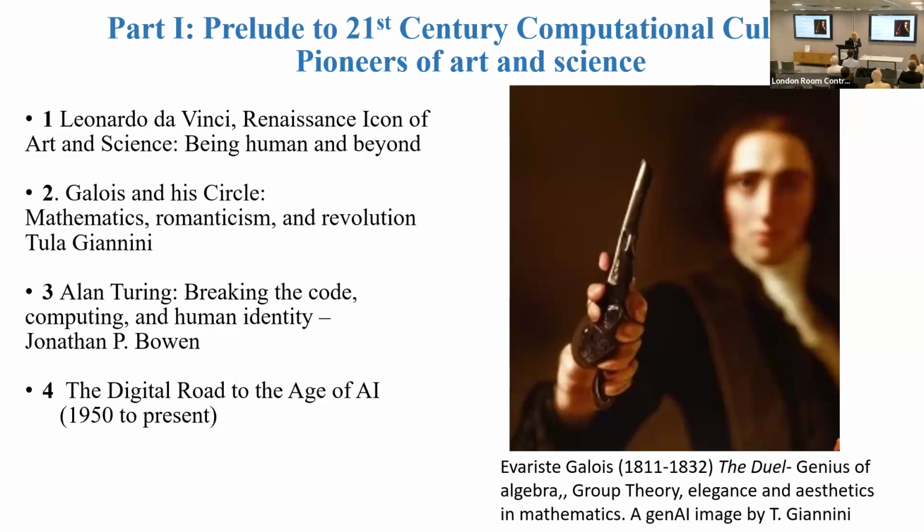Here you see an image of Évariste Galois. He lived from 1811 to 1832, the moment of his duel. He was shot and killed. A pretty dramatic moment. And this is a little generative art piece that I did. I was amazed that I liked the image. It's sort of a little bit shadowy, but he's definitely holding a gun.